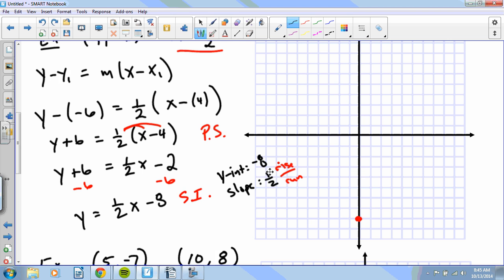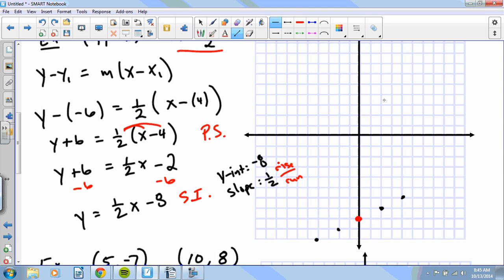Okay, I'm going to rise 1, up 1, positive, and run 2. So go up 1, over 2, put a point. Now, conversely, I can go the opposite way. I can go down 1 and left 2. Okay, and you can see how that forms a line.